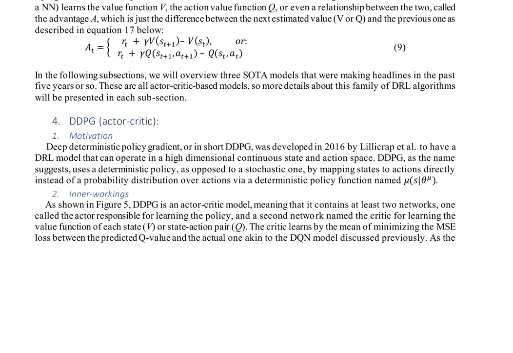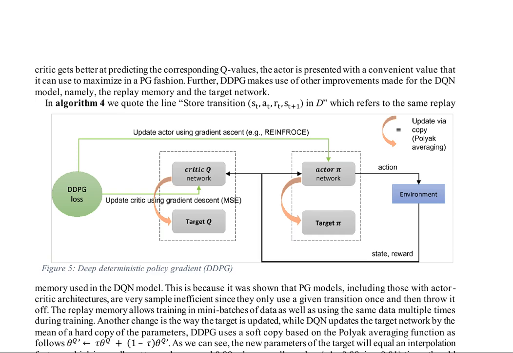Three state-of-the-art actor-critic models are overviewed, starting with DDPG, designed to operate in high-dimensional continuous state and action spaces. DDPG employs a deterministic policy function, mapping states to actions directly, and consists of an actor and critic network. The critic learns by minimizing the mean squared error loss between the predicted and actual Q values, similar to the DQN model. The Deep Deterministic Policy Gradient (DDPG) algorithm extends the Deterministic Policy Gradient (DPG) method by combining the actor-critic architecture with lessons learned from the Deep Q network (DQN) model.